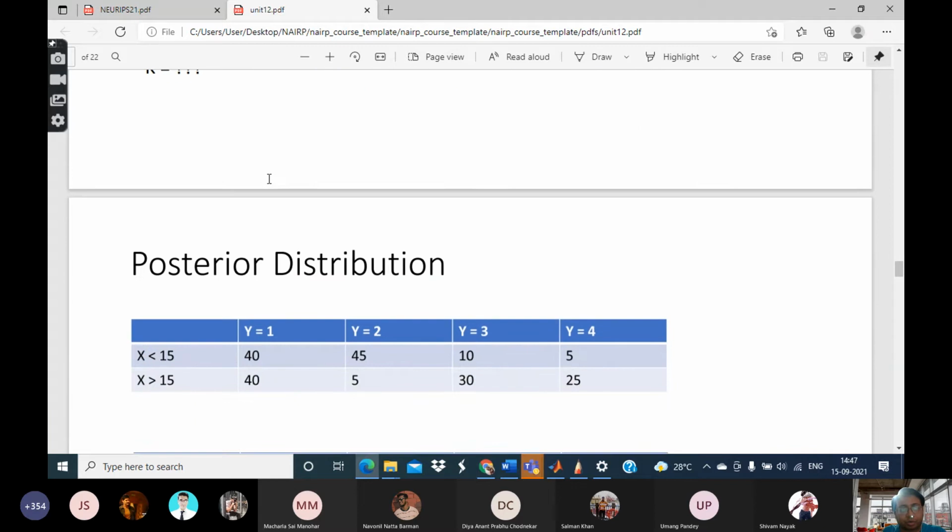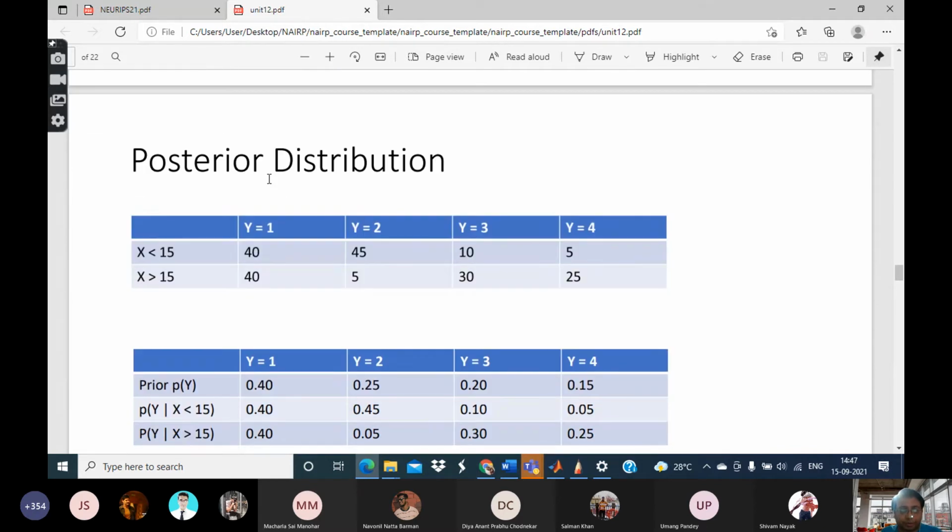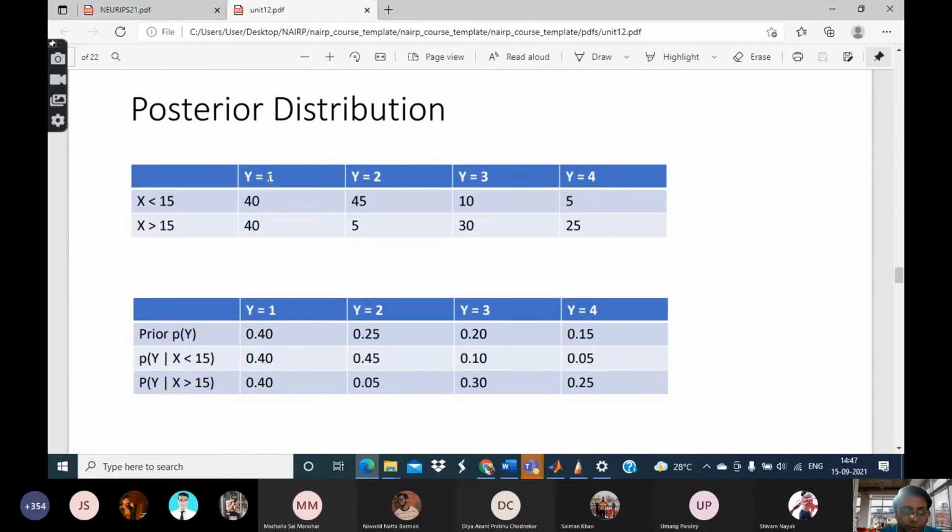So if y is equal to 1, both are equally likely. That is, the probability of y remains unchanged in both cases. But what about the probability of y equal to 2? We find that if x is less than 15, then the probability of y equal to 2 increases significantly, from 0.25 to 0.45.